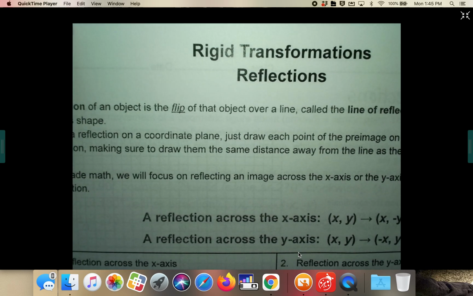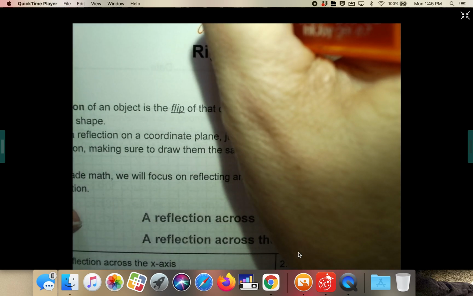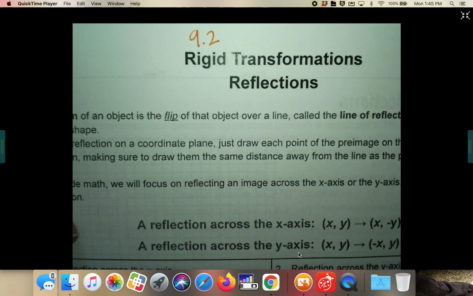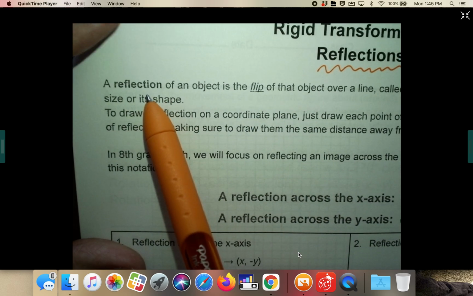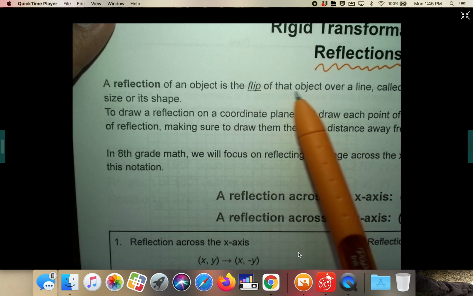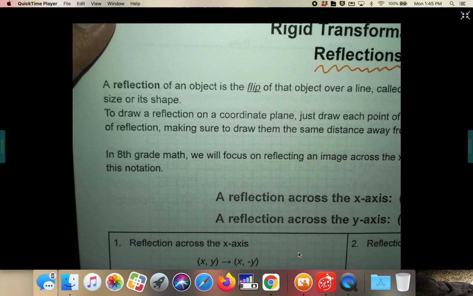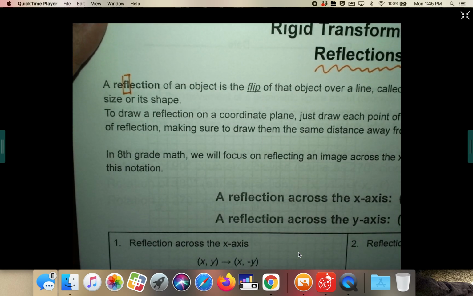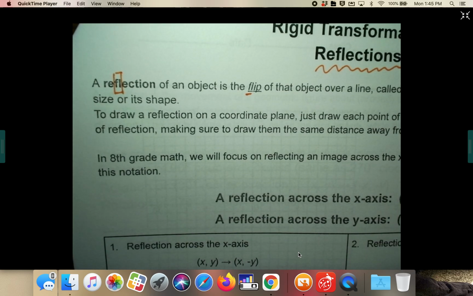Okay, for geometry 9.2, we are still learning rigid transformations, but today specifically we're going to talk about reflections. So I know that you probably know this, but a reflection is exactly what it sounds like. It's the flip over a line of an object. So the FL in the word reflection should remind you of FL in the word flip. So you're just going to flip it over a line.